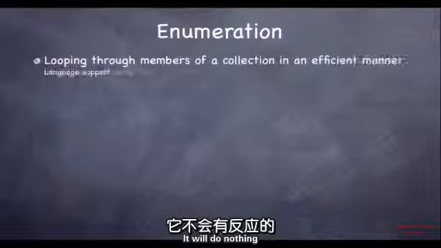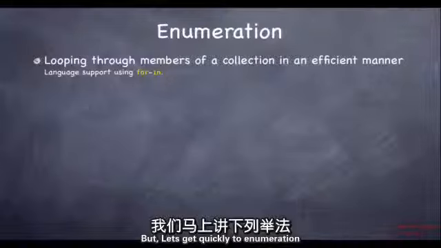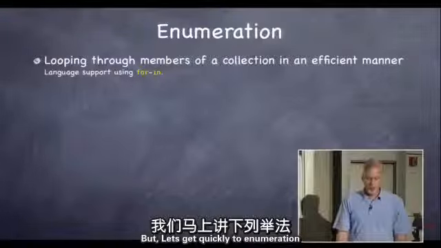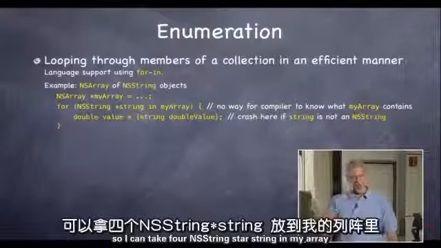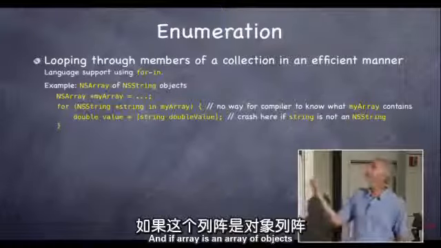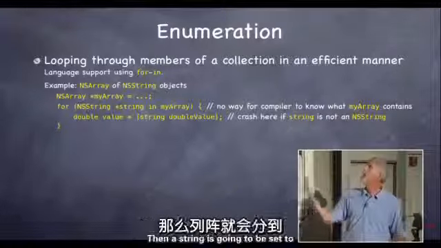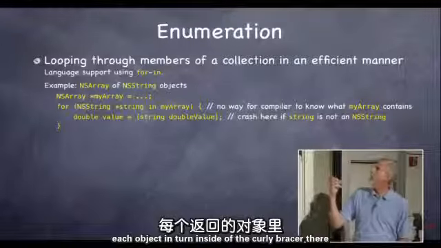Okay? All right. We're getting close. We've got a couple minutes. We might be a little over, but let's get quickly to enumeration. It's exactly what you expect from other languages. You can do for in. So I can say for NSString star string in my array. Okay? And if array is an array of objects, then string is going to be set to each object in turn inside of the curly braces there.